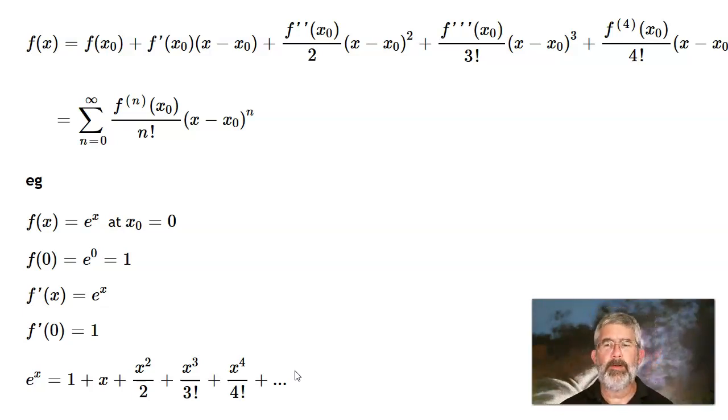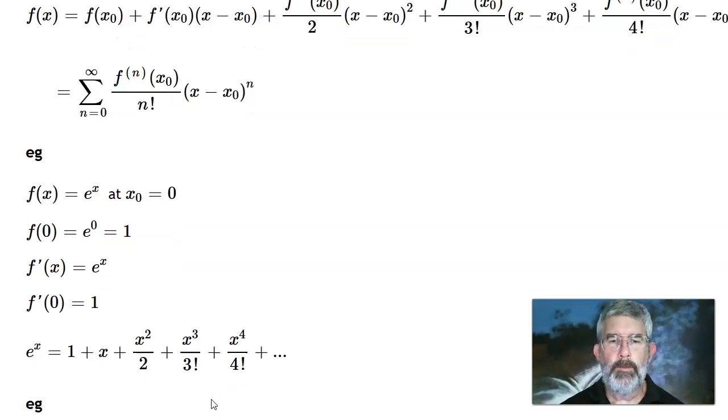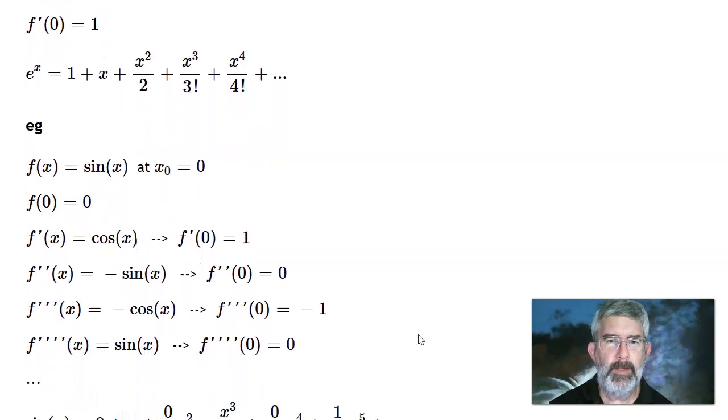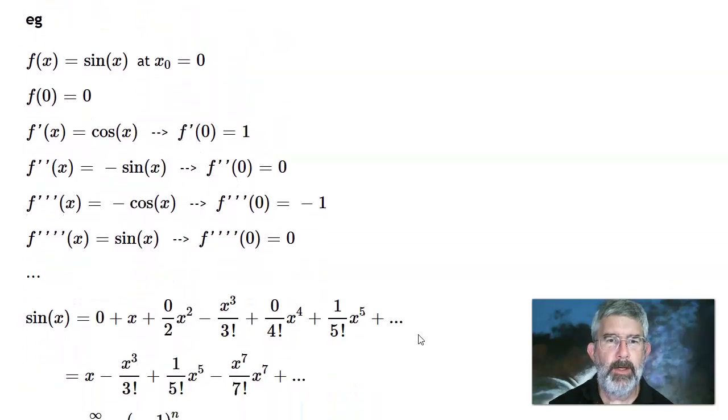We saw this in an earlier video when I was talking about complex numbers and used a bit of this to explain why e to the i x is cos x plus i sine x, and I used this Taylor series or Maclaurin series for e to the x. I also used sine x and cosine x, so let's take a look at those.